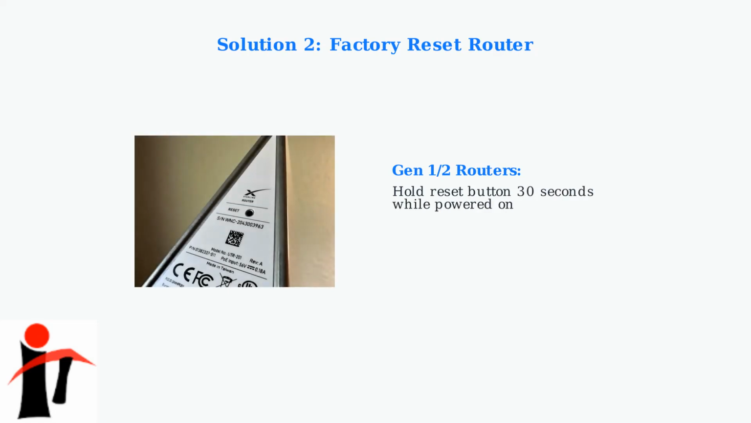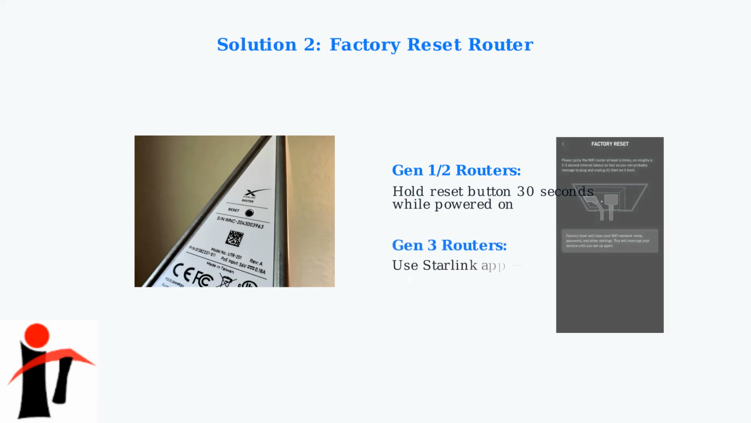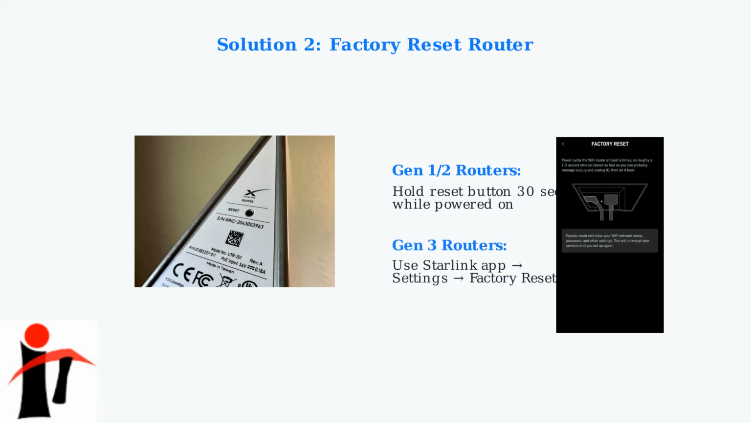For Generation 1 and 2 routers, you'll need to locate the physical reset button on the back of the device. For Generation 3 routers, the process is much simpler. You can use the Starlink mobile app to initiate a factory reset directly from the settings menu.